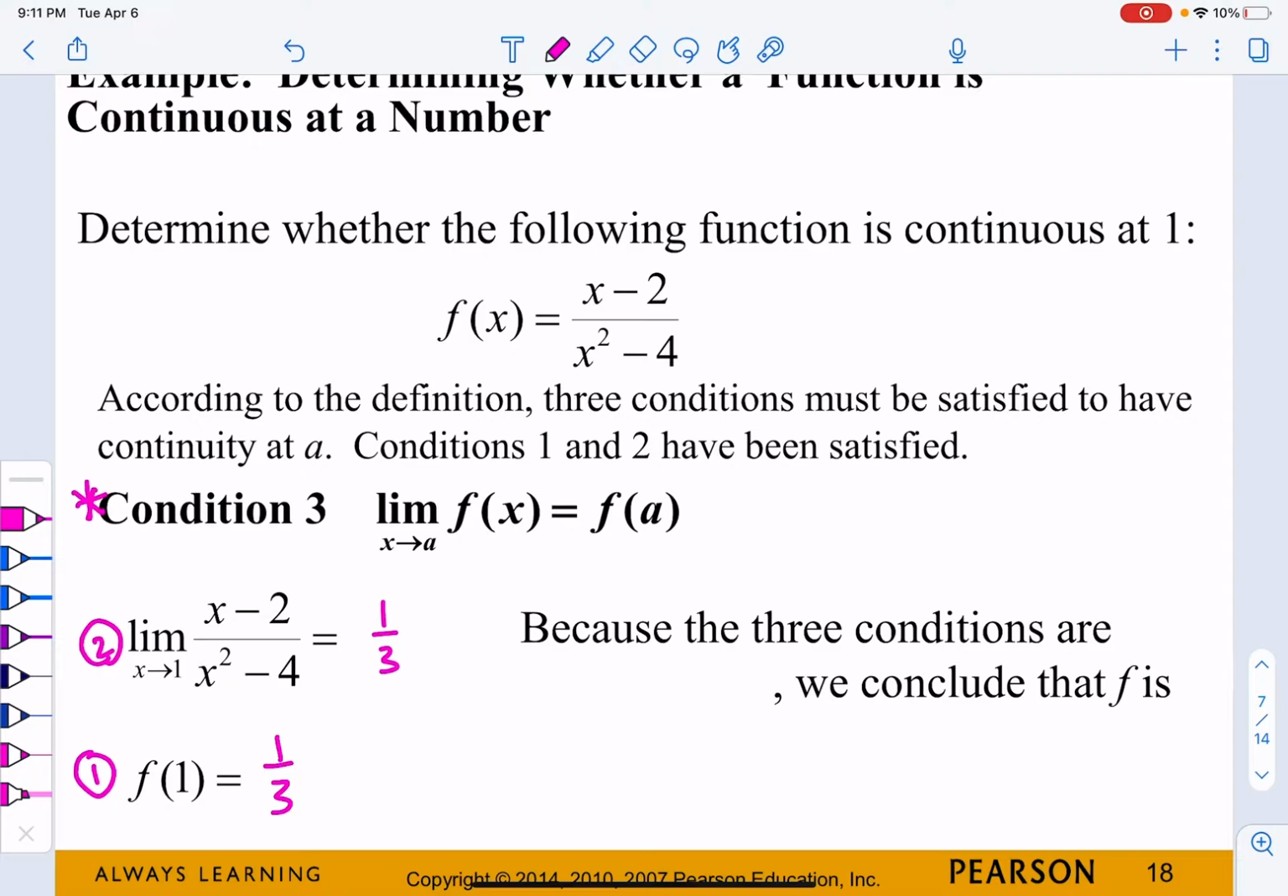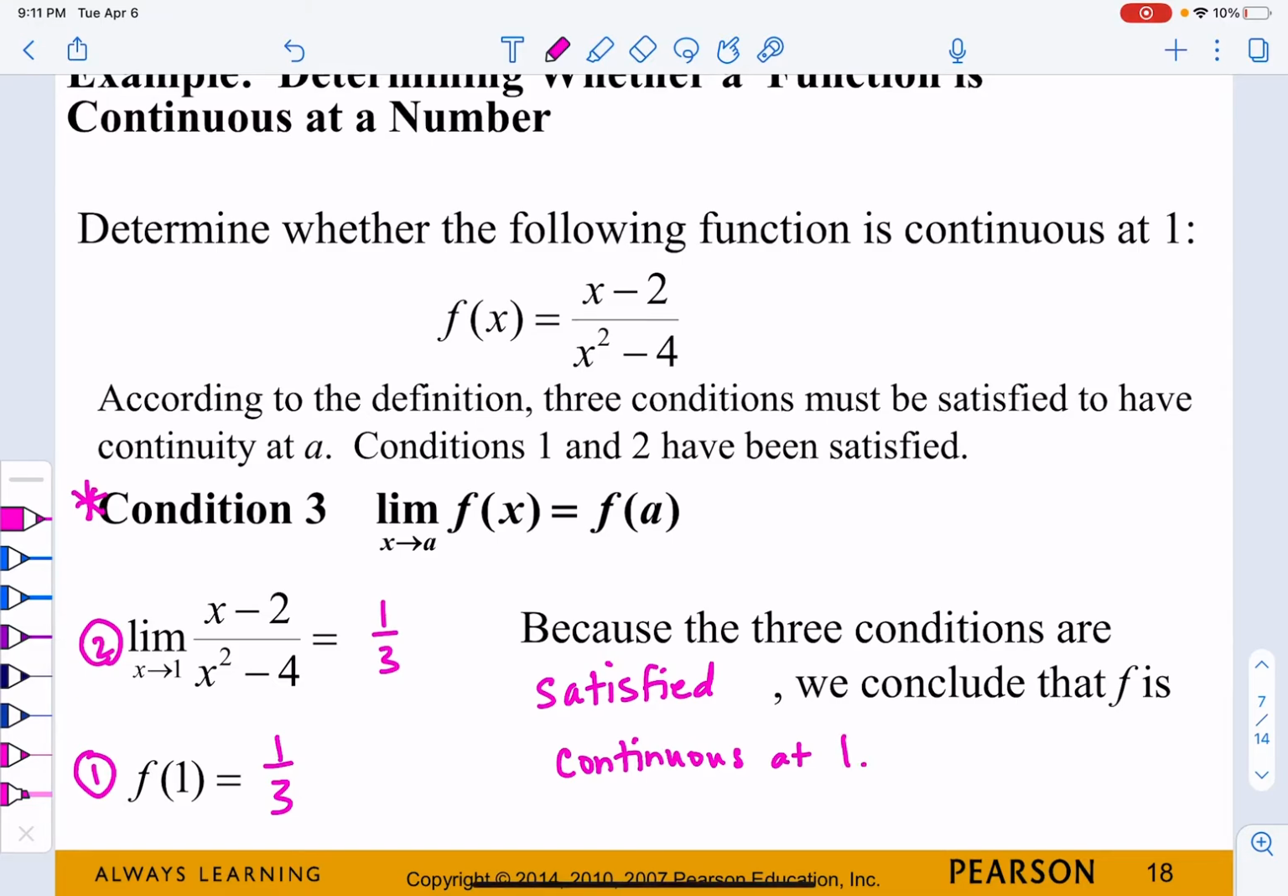And so it says because the three conditions are satisfied, meaning we got yeses on all of them, we have an answer for all of them, we conclude that f is continuous at 1.